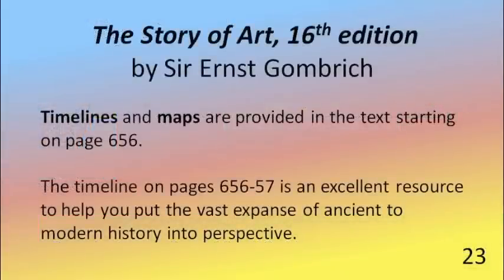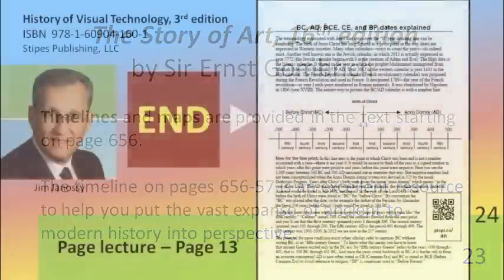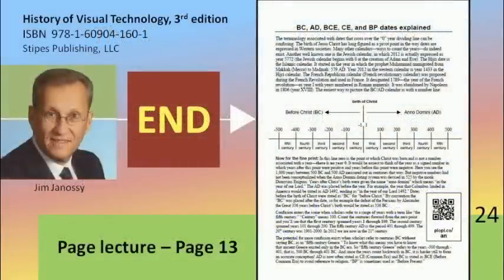I just wanted to point out to you, since we're on the subject more or less of timelines, that there's some marvelous resources in the back of The Story of Art, the 16th edition. Starting on page 656, there's some timelines followed by some maps. A timeline that starts on page 656 and extends to page 657 really is excellent, and it will help you put the vast expanse of ancient to modern history into perspective so you can form some ideas in your mind, like a map, of how these things fit together. The little timeline I've shown you only focuses on the 500 years before and after Christ in order to be legible on the page, and because that's where some of the events of Units 1 and 2 actually occur.